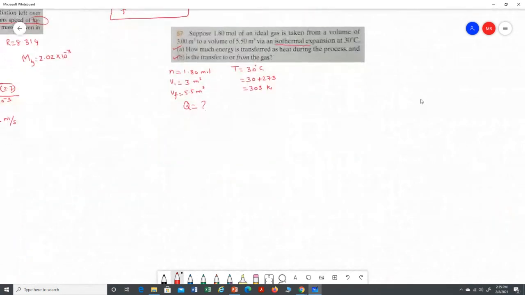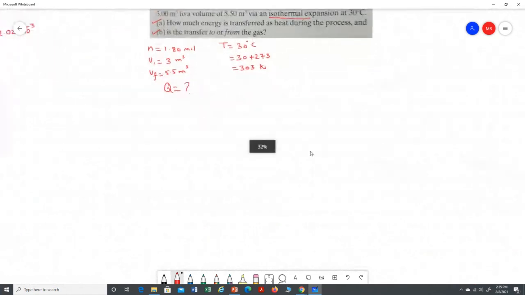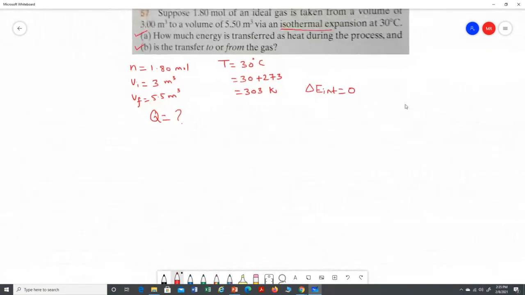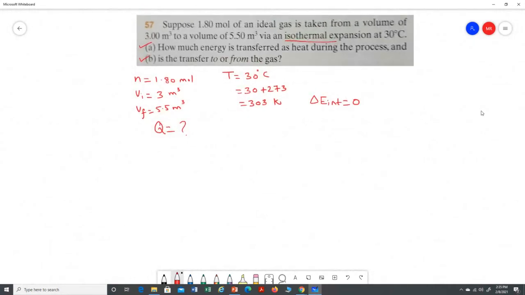So now, my dear, you have to give the answer. Could you please recall the first law of thermodynamics? Isothermal means your change in internal energy is equal to 0. Am I right? Yes, doctor. The first law: Q is equal to change in internal energy plus work done. So if you put this value here, what will happen? Your Q is exactly equal to work done. Am I right?